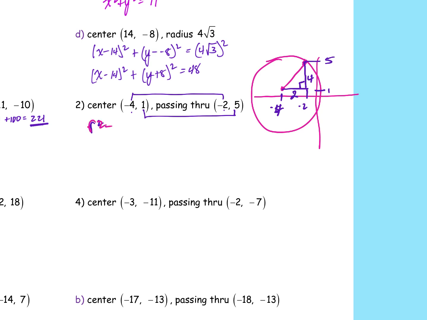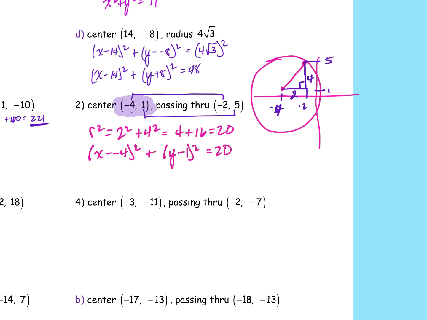So then what do I have? R squared is going to equal 2 squared plus 4 squared, which is 4 plus 16, or 20. Yeah, that's right, 20. So now I have the center of my circle, which is this one, so I'm going to use this one. I've got x minus negative 4 squared plus y minus 1 squared equals 20, because it's r squared. R squared is 20. So to simplify it, I've got x plus 4 squared plus y minus 1 squared equals 20. And that's it. Questions?